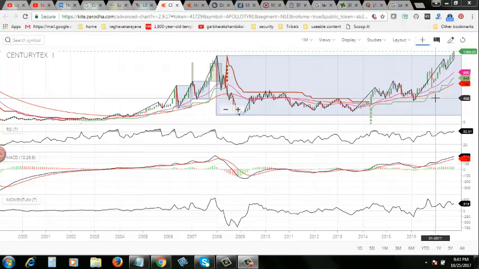And that's it. That is the analysis. That's what Centurytex is. I would like to give thumbs up for the Centurytex for long term investment. So this is the analysis.